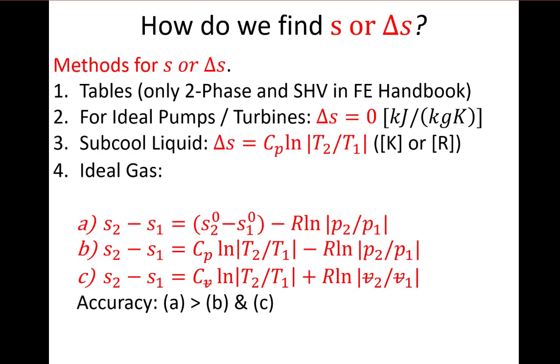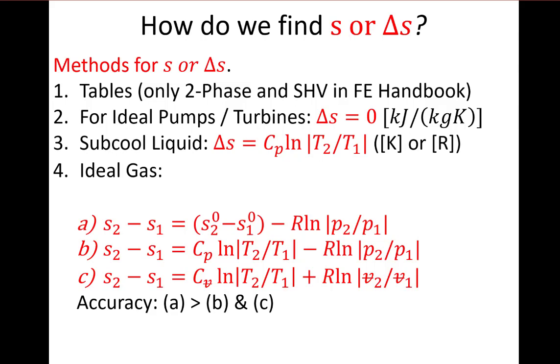Once we're done with this equation, we'll have a symbolic solution and we'll say, well, what's the fluid? How do I find S or delta S? If it's a two-phase mixture or a superheated vapor, then you can use the tables. And if it's a subcooled liquid, you can use the subcooled liquid approximation, where S of some temperature and pressure for a subcooled liquid is approximately equal to S_f of that same temperature. So we say it's a weak function of pressure.